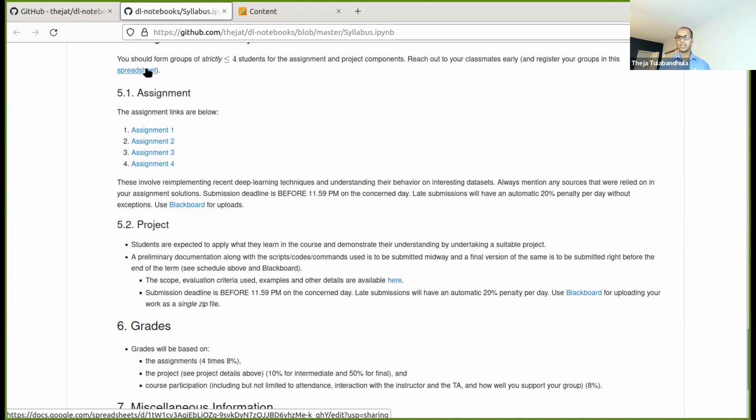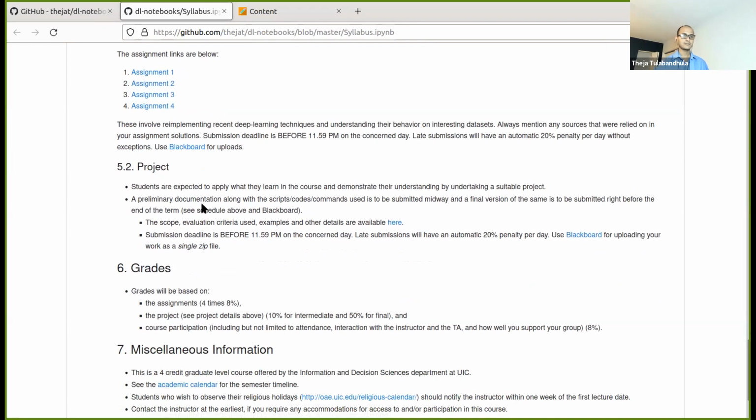Like you can put your name, as well as email, so that you can contact each other. And eventually, once you form a group, you can also put your names as team members in that same spreadsheet. It's a single sheet spreadsheet. This will help us for our UIC system as well, the Blackboard system, where we'll have to group you guys when you submit the assignments and projects.